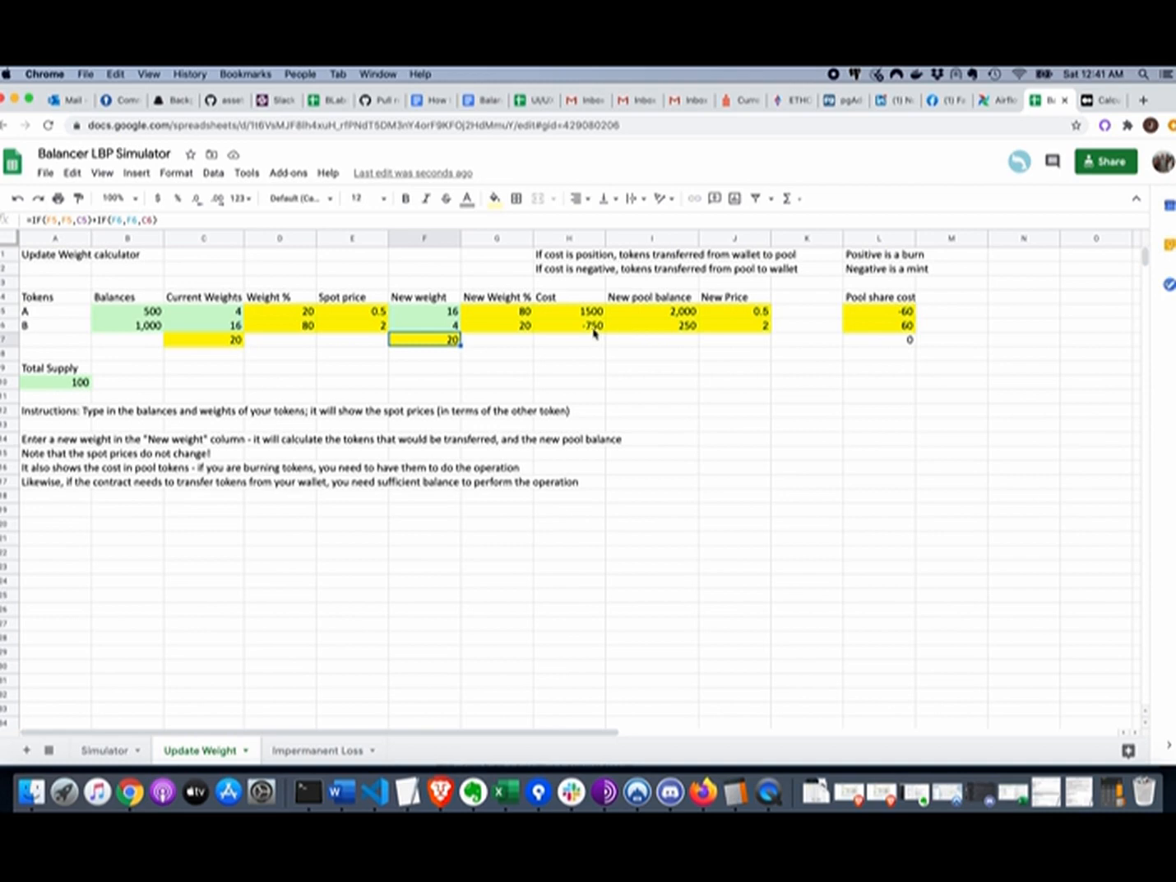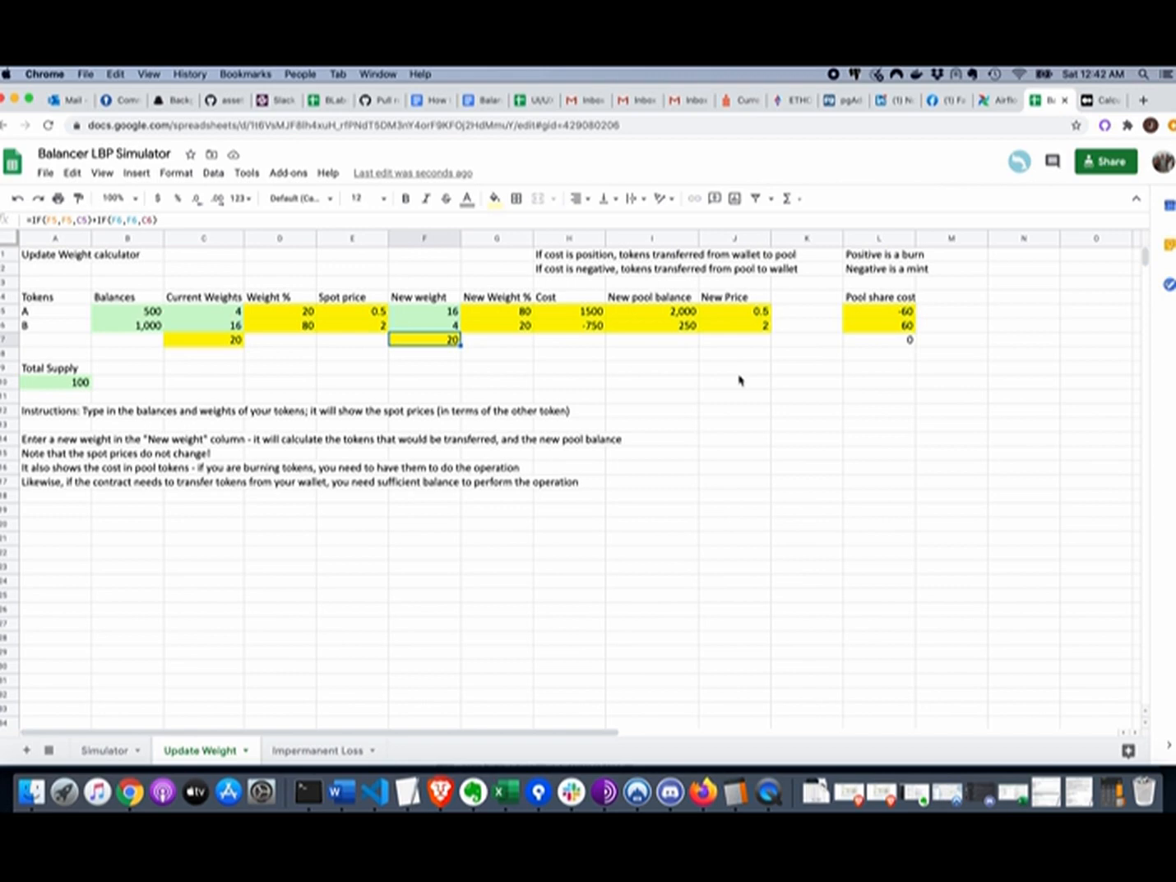Now, since we've done a symmetrical operation here, the net pool token change is 0. So to accomplish this change and flip the pool, we've had to add 1,500 A tokens and remove 750 B tokens. So the new balances are 2,000 and 250. And you notice throughout, no matter what we do, the prices never change. So if you find yourself wanting to change the weights of your smart pool and wonder whether you can, this will help you find out.